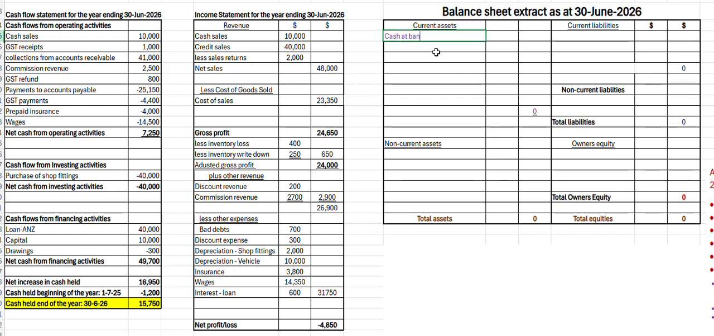Cash at bank for $15,750. Then in part 2, we worked our way through a budgeted income statement and we ended up with a net loss of $48.50. So that's going to be reported in our owner's equity underneath our capital and our drawings.